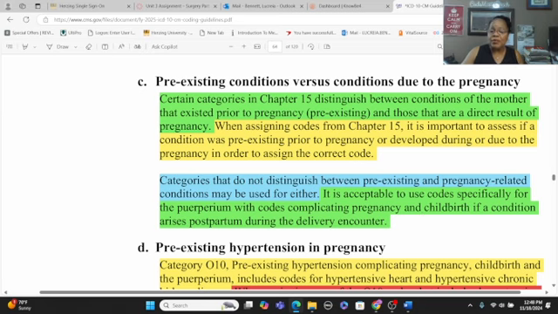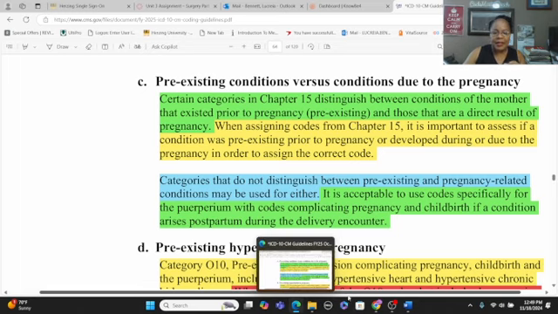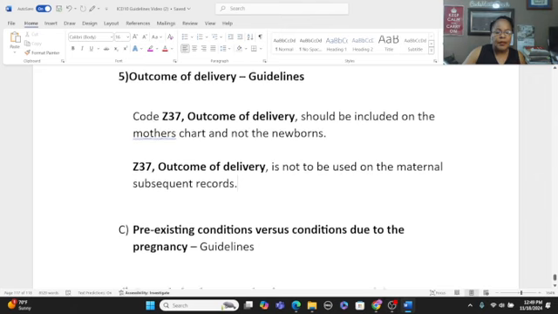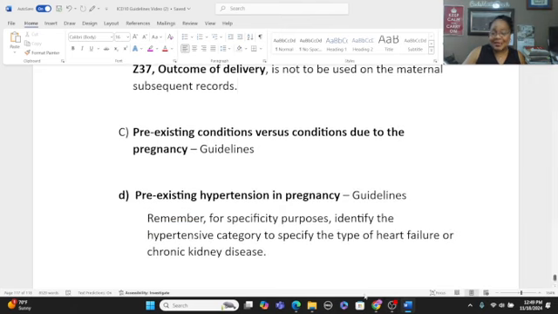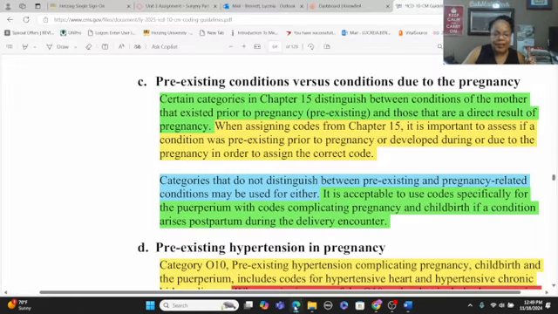It is acceptable to use codes specifically for the puerperium with codes complicating pregnancy and childbirth if a condition arises postpartum during the delivery encounter. So my notes are straight to the point, but I want to clarify something I notice as I'm reading this. It is acceptable to use codes specifically for the puerperium with codes complicating pregnancy and childbirth if a condition arises postpartum but during the delivery encounter.